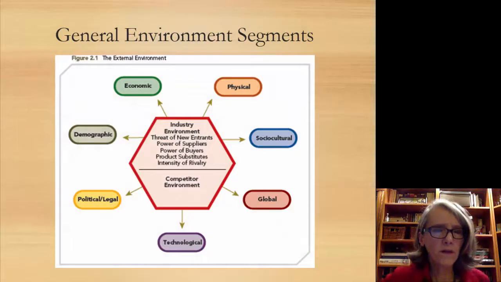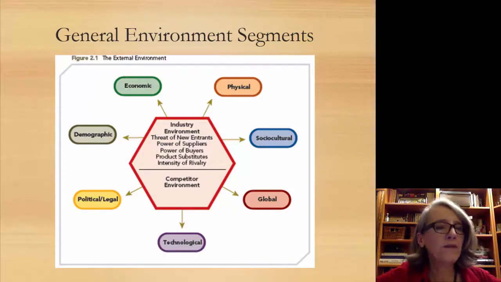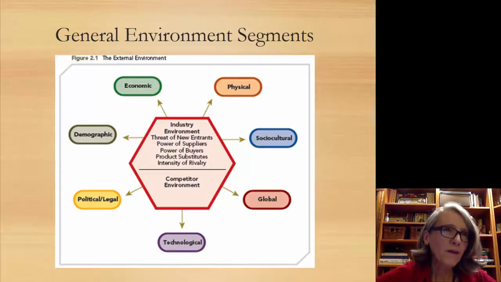So this is what our external analysis model looks like. So with the 7 segments, and in the middle the industry here. And as I explained earlier, I suggest that we combine together the industry environment and the competitors' environment. I guess the third level of analysis that we should have in the back of our minds. So we have the general environment, the industry, and then there's the company itself.